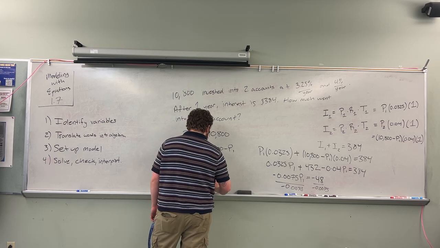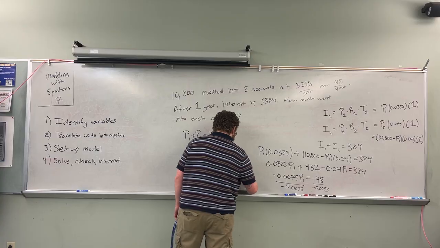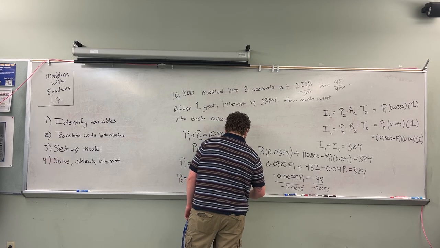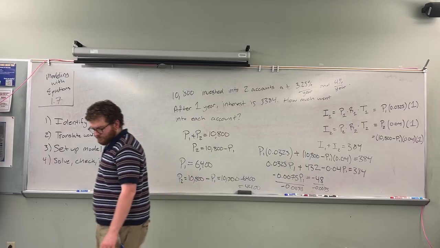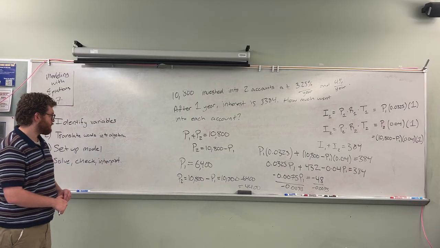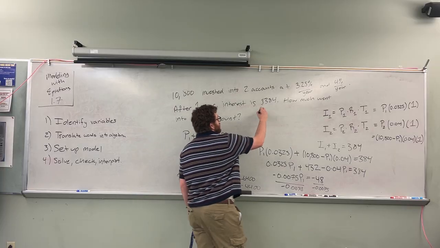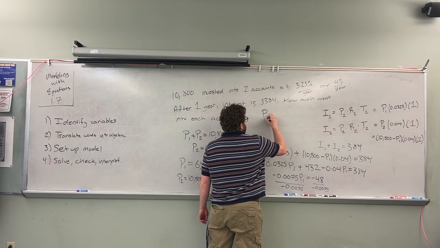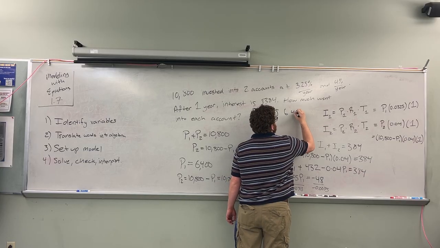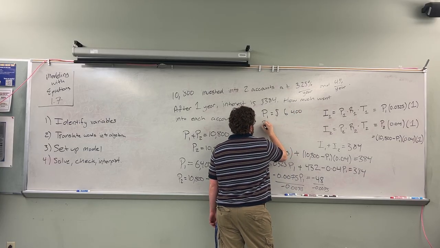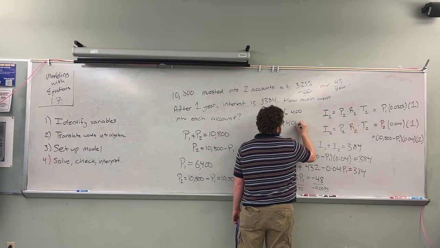So P2 equals 10,800 minus P1, which is 10,800 minus 6,400, which is 4,400. And there's my answer. The principal in the first account was $6,400. The principal put into the second account was $4,400.